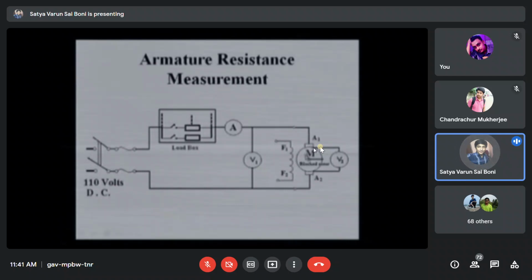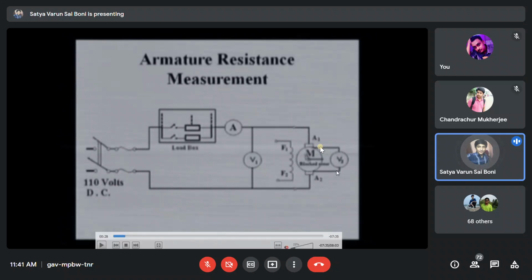Coming to this voltmeter, we are neglecting the brushes. You can see wires are starting across only the armature. So we are calculating the voltage across the armature itself. This is the thing we should connect in real time also. I will show you how they are. Okay. So first we connect two ohms.